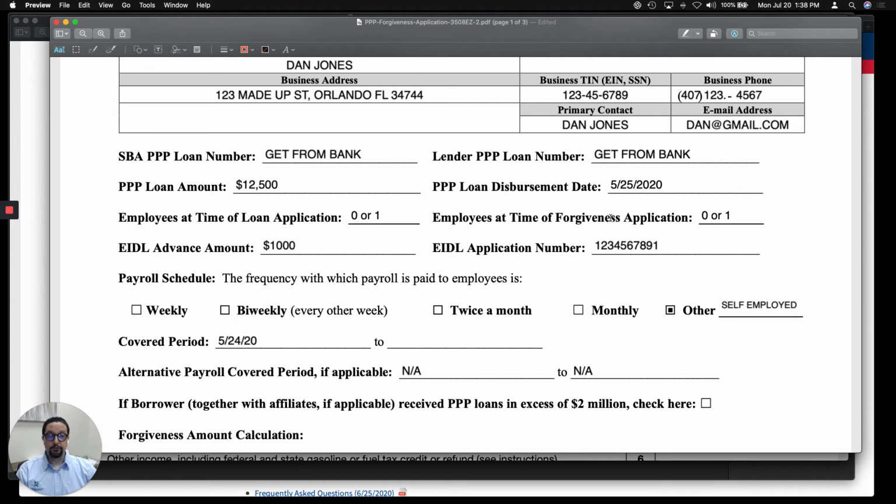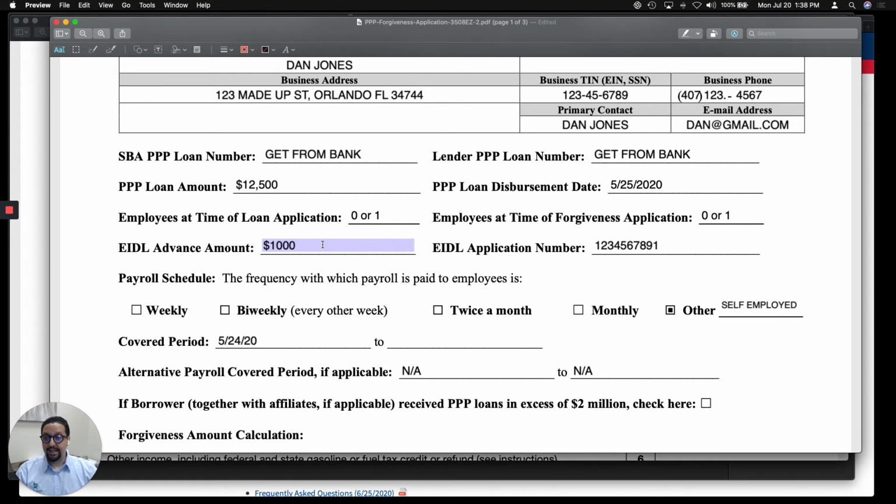Employees at time of forgiveness application, once again, you can put 0 or 1. Here it is going to ask you if you got the EIDL advance or grant amount. If you got an EIDL grant or advance, you're going to put the amount here. In this case, Dan did get $1,000 as an EIDL grant, not the EIDL loan, just the grant part. If you did not get an EIDL grant, then you put 0.